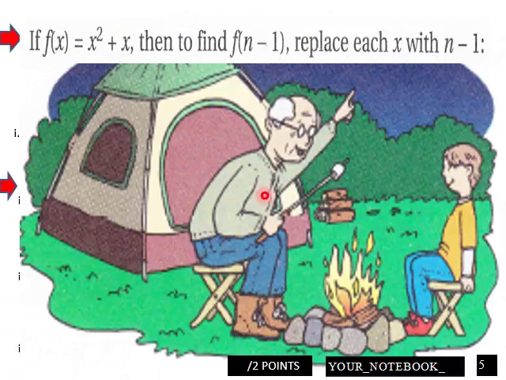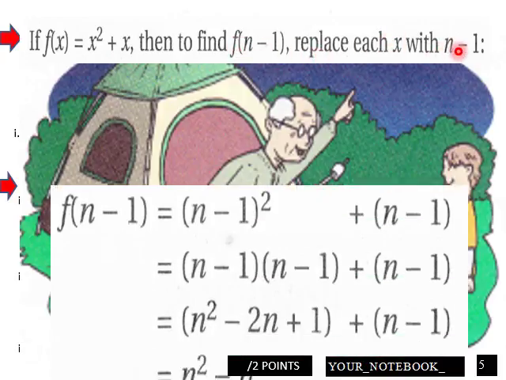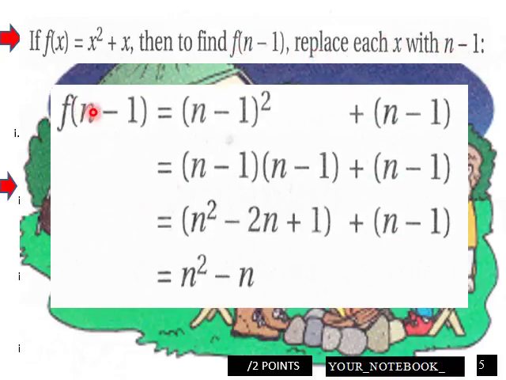So if f of x equals x squared plus x, then find f of n minus 1: replace x with n minus 1. So we do that over here: (n minus 1) squared plus (n minus 1). Here's an x squared, and then an x here. So that'd be squared, and then you're adding it here. And then you simplify it out until you get this here.